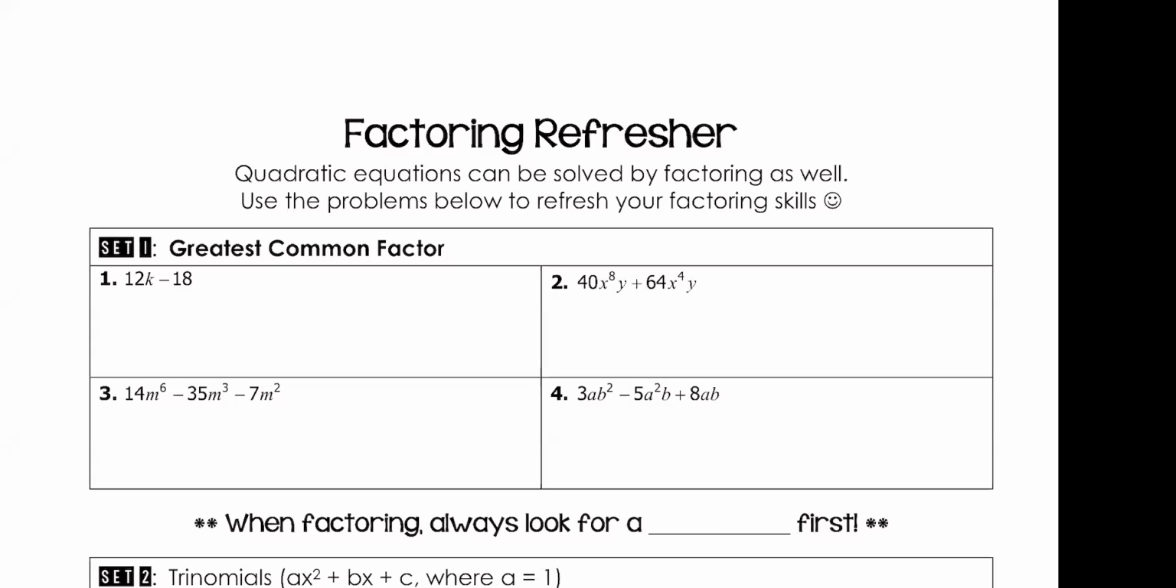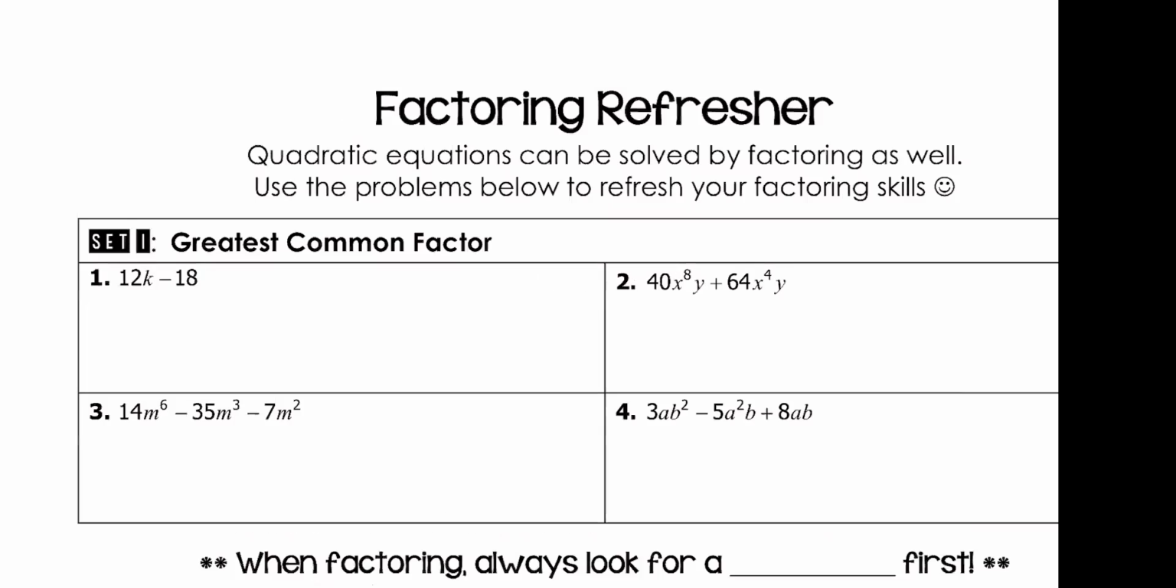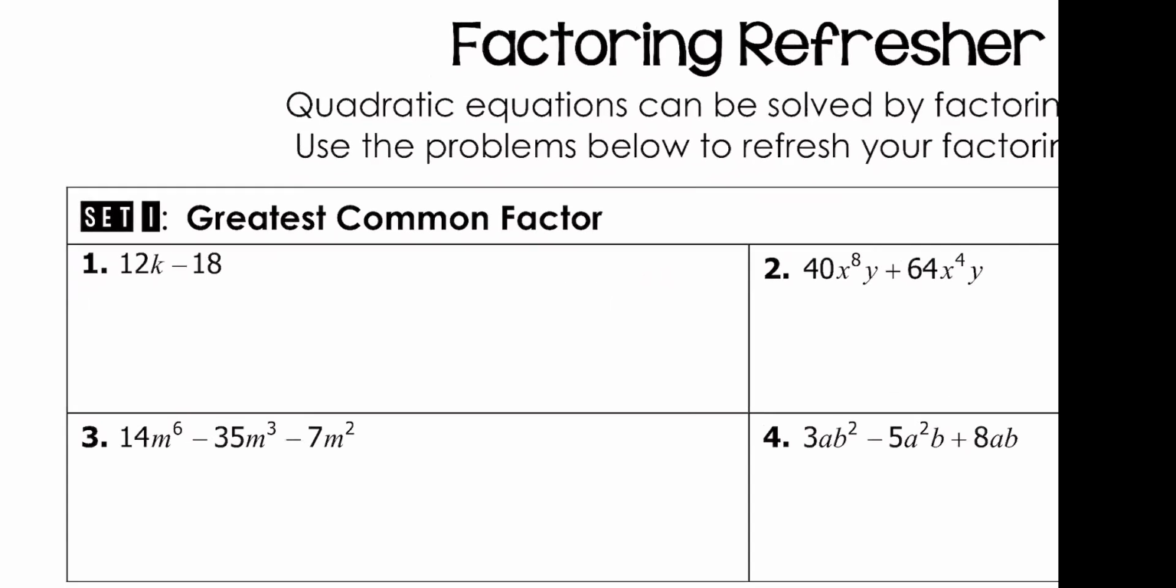When we have an expression, we call each part a term. Like 12k would be a term, minus 18 would be my second term. So if I ever use the word term, I'm talking about just one piece of my equation, or in this case, these are all expressions because we don't have equal signs. But to pull out a greatest common factor, you want to think of the biggest number that would divide into both of them.